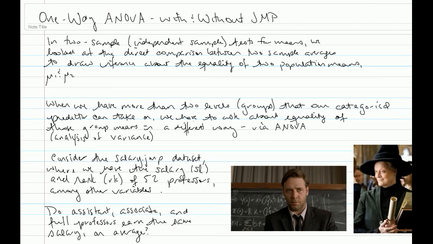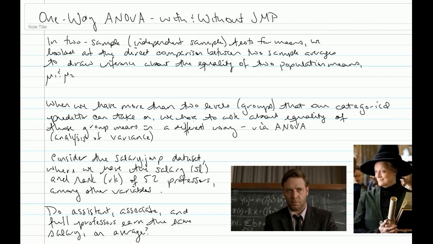This video is how to conduct a one-way analysis of variance, both with and without JMP. So we're first going to do this by hand. In a two-sample or independent samples t-test for means, we looked at the direct comparison of two sample averages, x̄1 and x̄2, to draw inference about the population difference, μ1 and μ2.